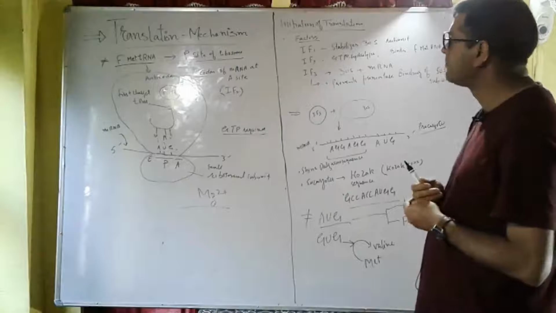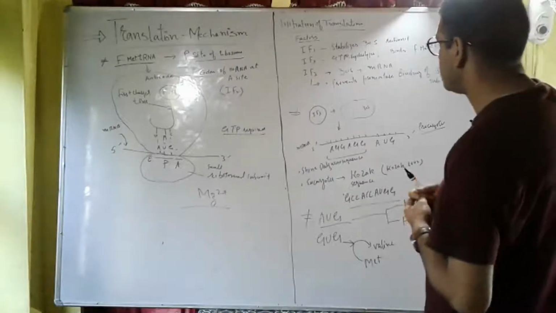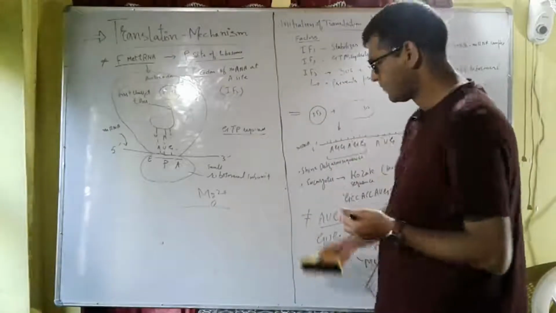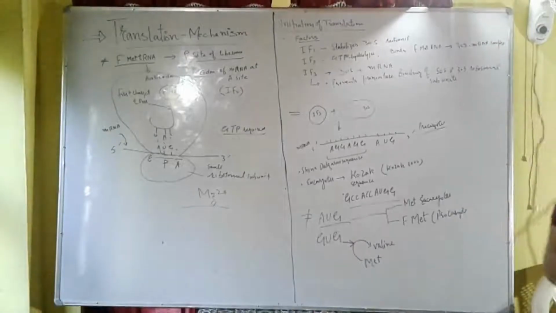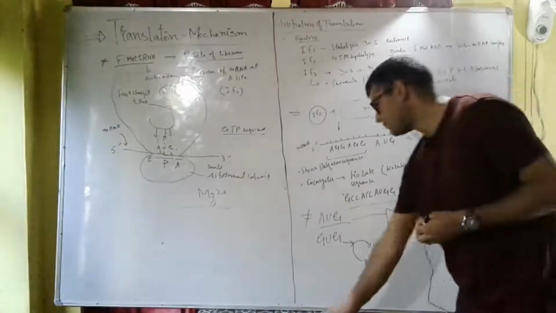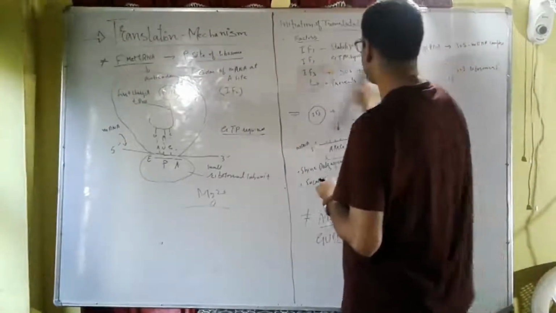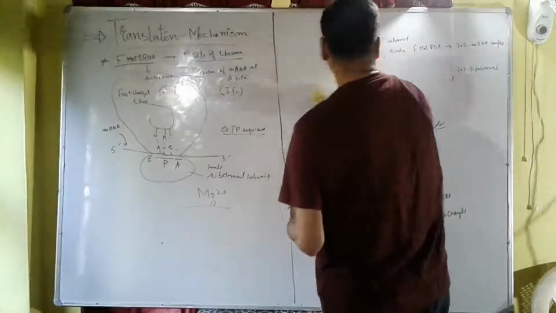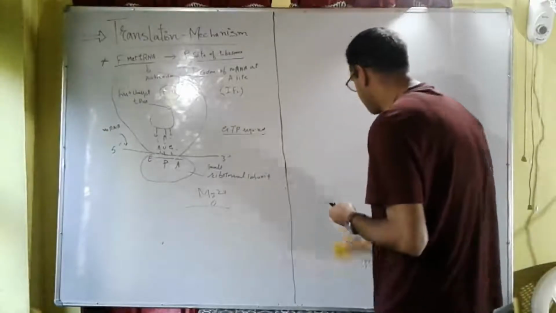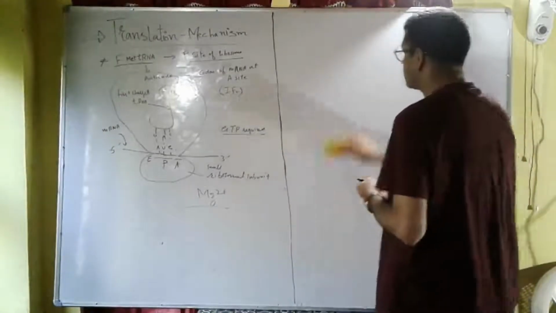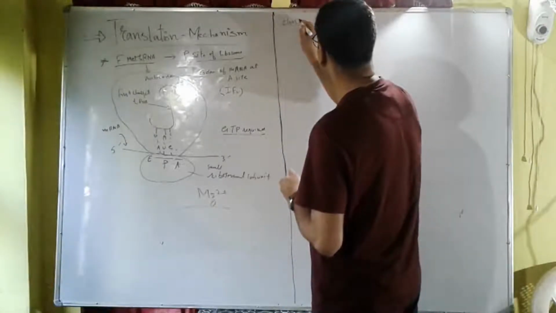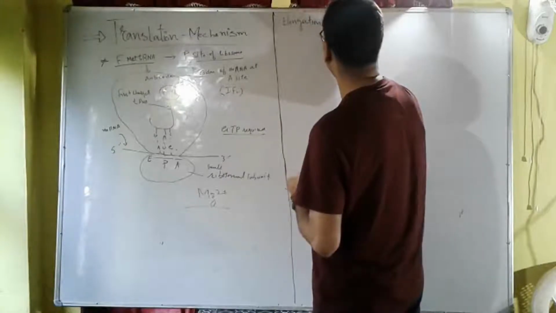Then we have another step, that is elongation of translation. In elongation of translation, the ribosomes physically move along the mRNA in the 5' to 3' direction.